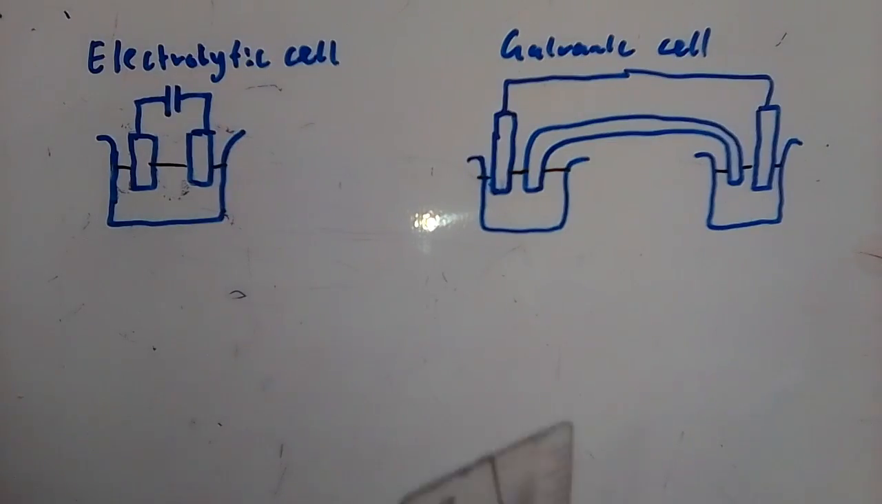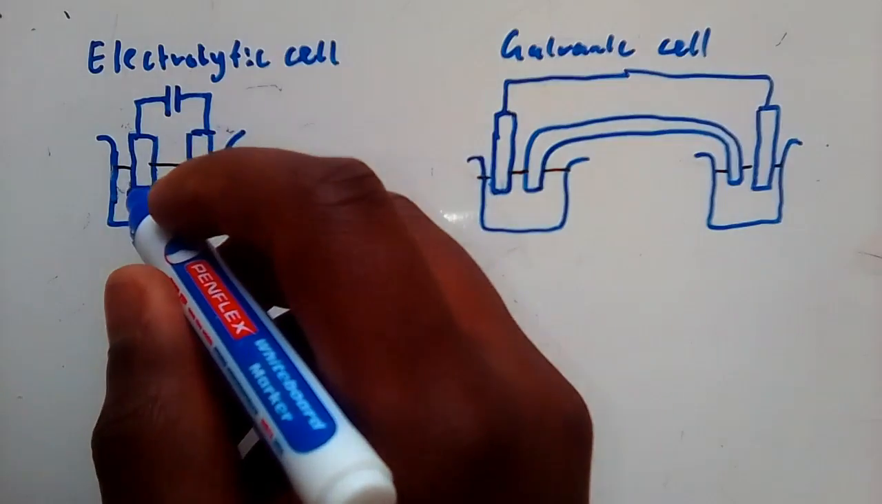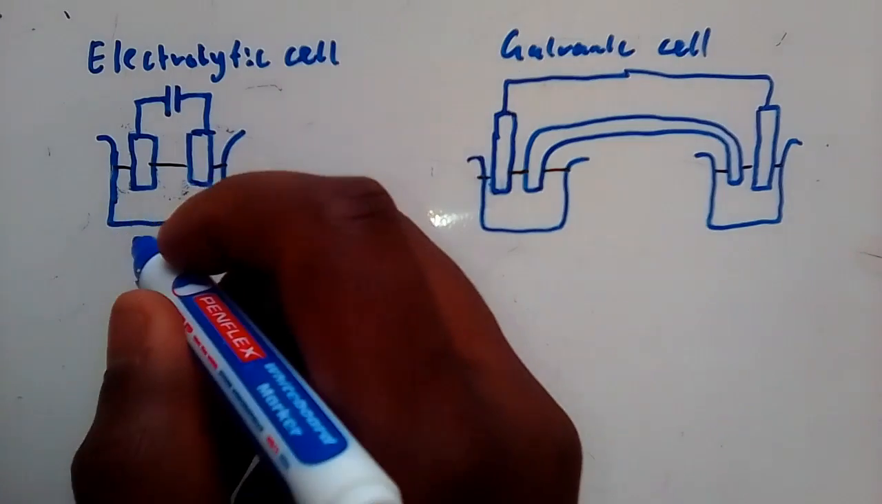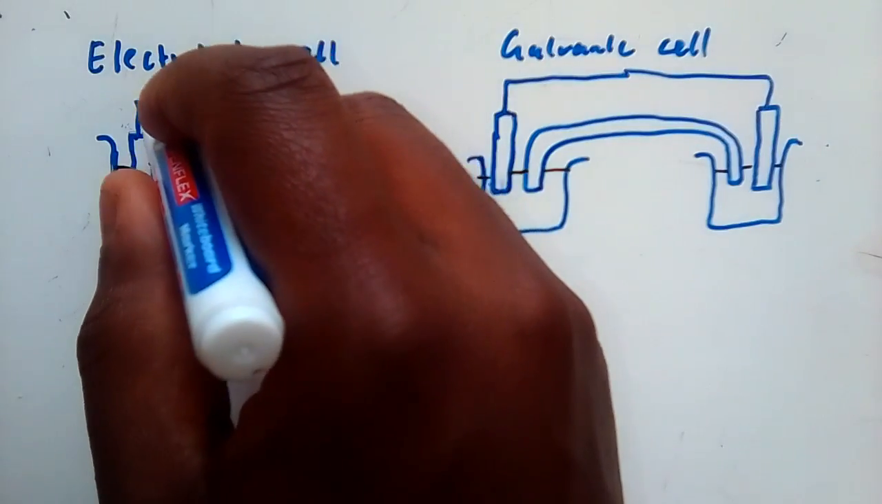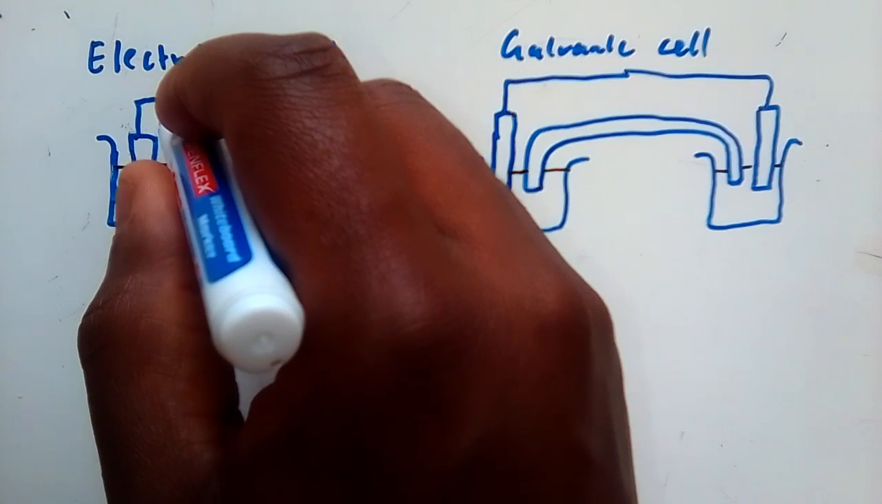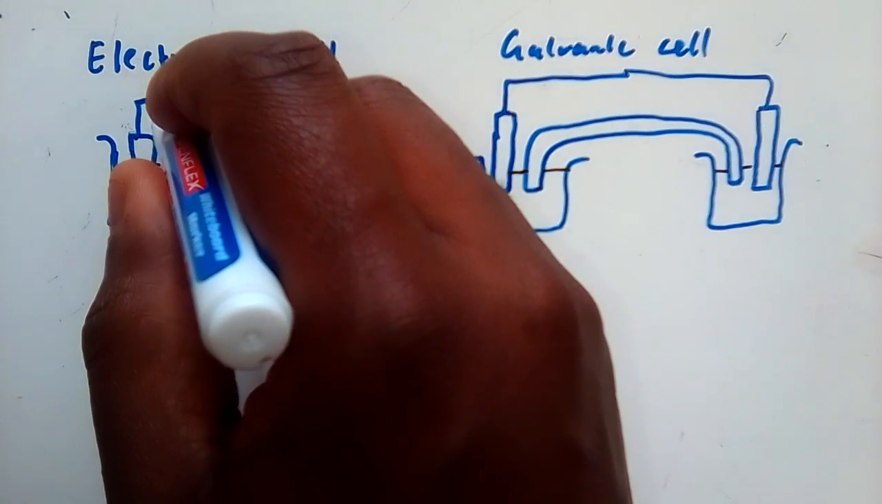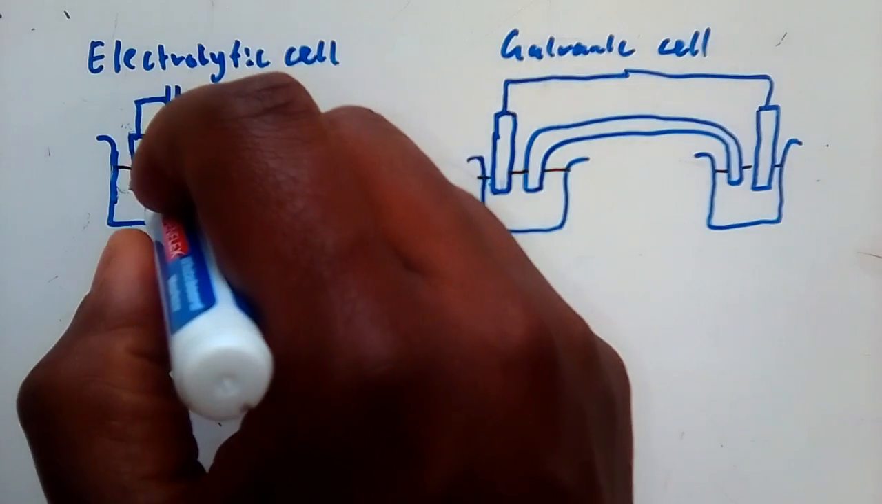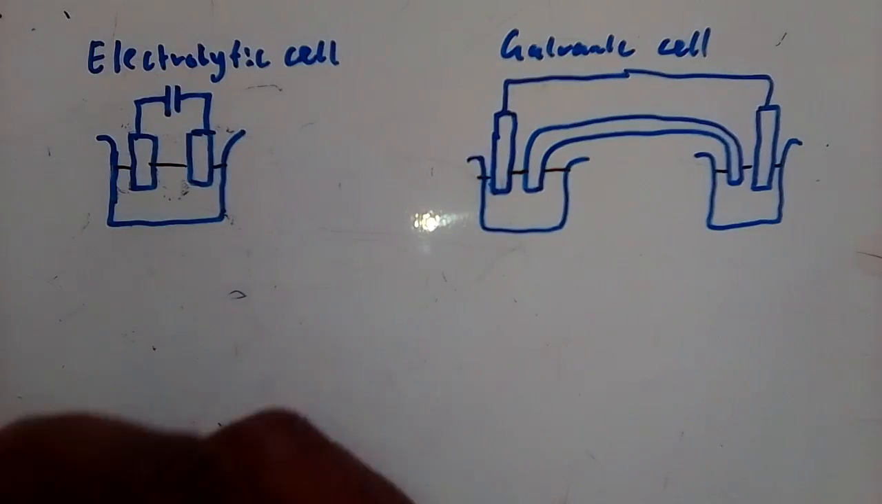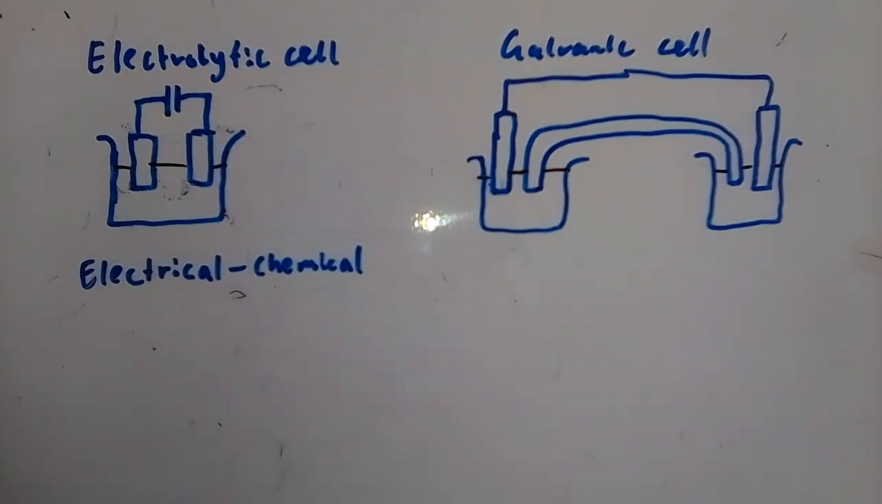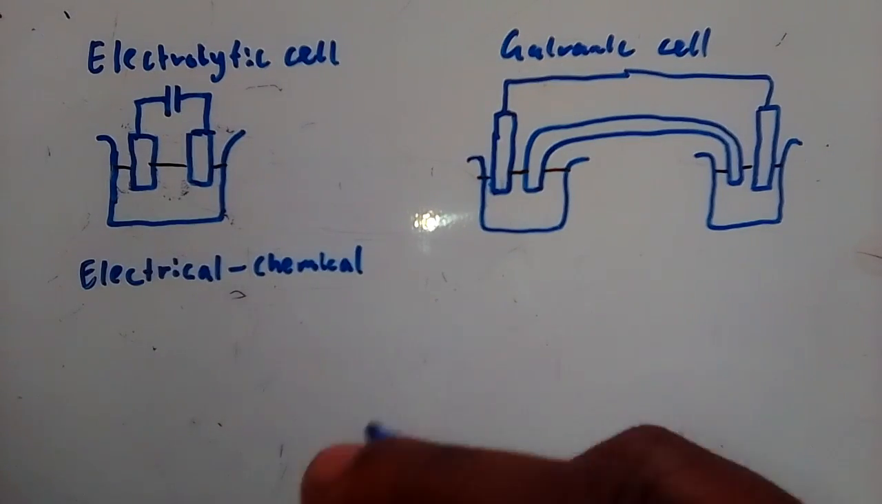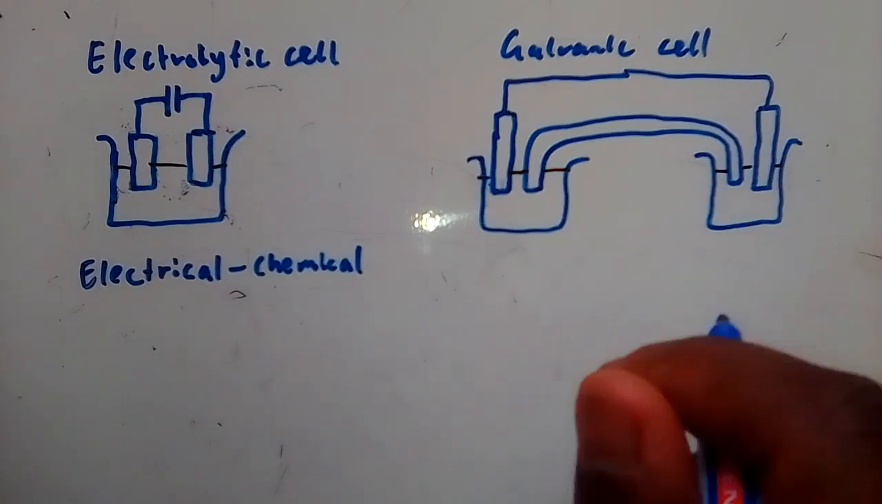Another obvious difference is that an electrolytic cell converts electrical energy to chemical energy. The fact that we've got a battery here shows that we already have electrical energy, so we're using that electrical energy to produce a chemical reaction. So electrical to chemical. And a galvanic cell converts chemical energy to electrical energy.